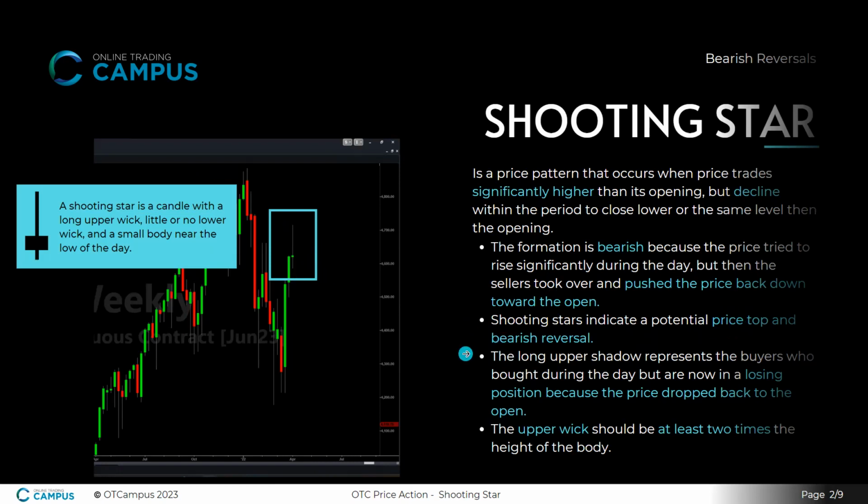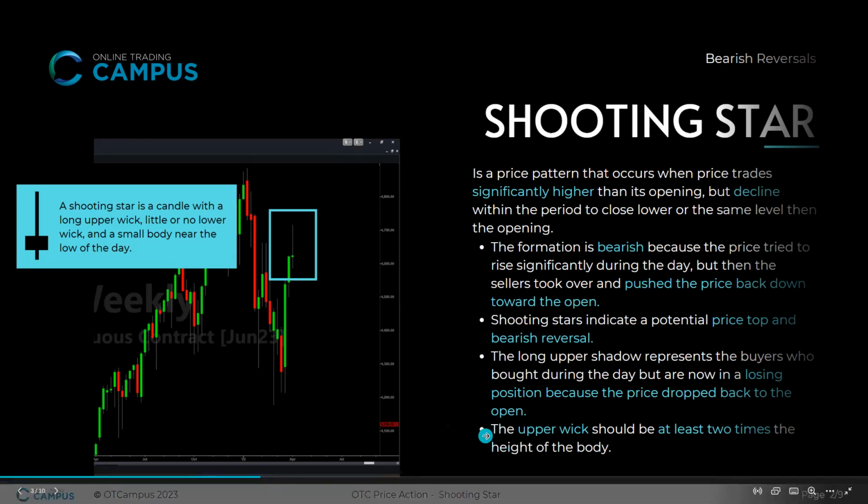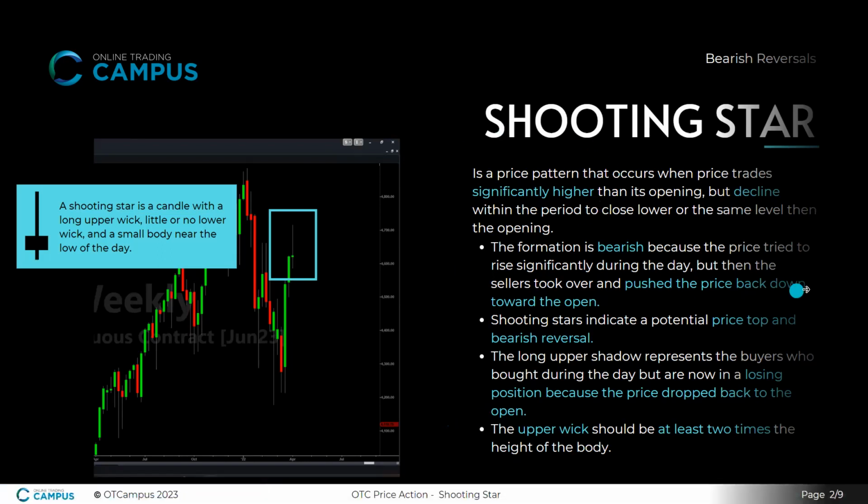The long upper shadow represents the buyers who bought during the day but are now in a losing position because the price dropped back to the open, okay? Number 4 is the upper wick should be at least 2 times the height of the body. Remember, guys, it is the opposite of the hammer candle, right? Here, the upper wick should be at least 2 times the height of the body. Good. That's the shooting star.